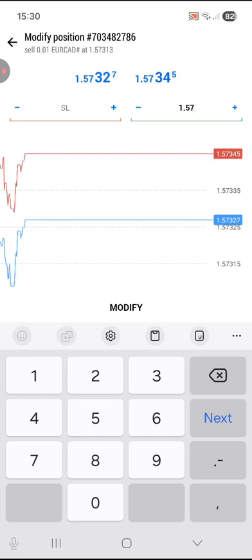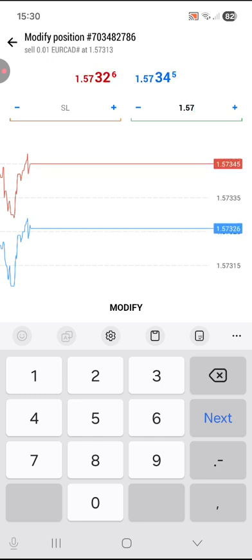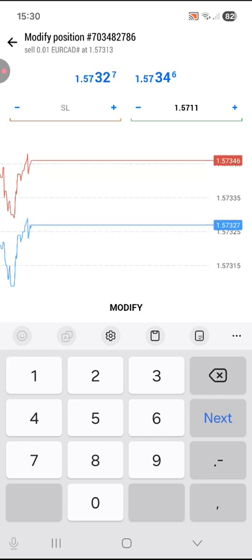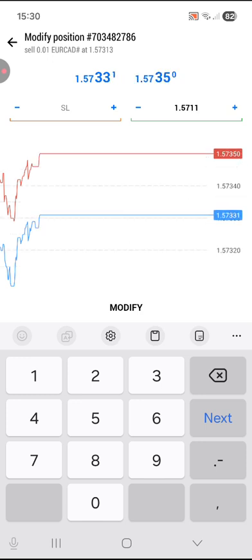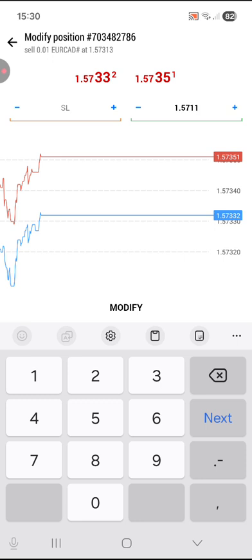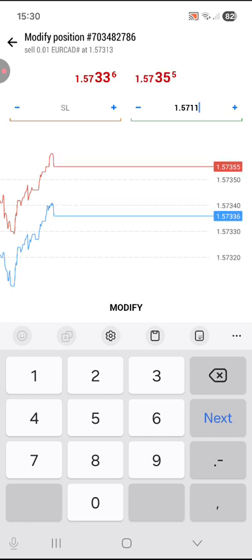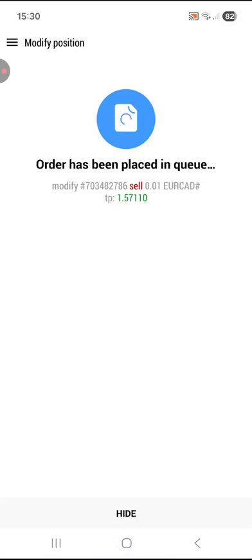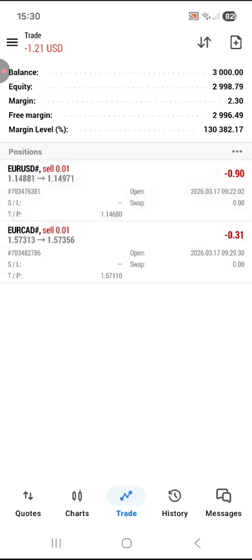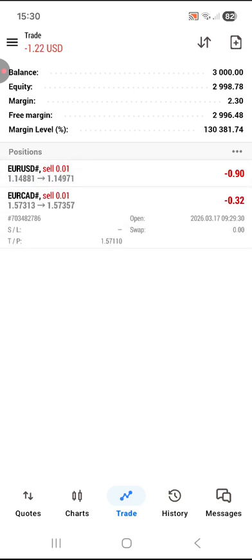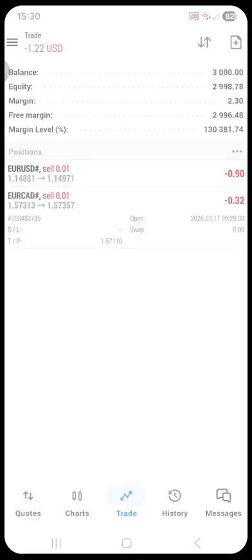Count the big numbers. 3.1 to 1-1, that's 20 pips. 3-1 to 2-1 is 10 pips. 2-1 to 1-1 is 10 pips, okay? 1.5711. So we modify the take profit. So there's the trade expanded.